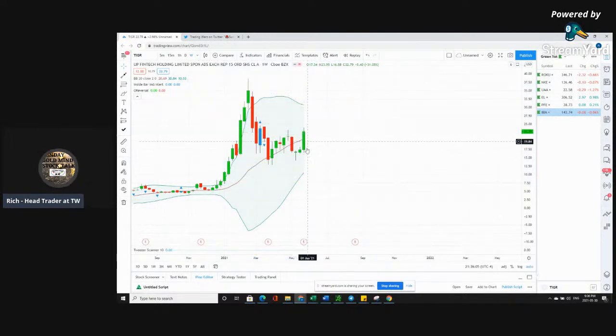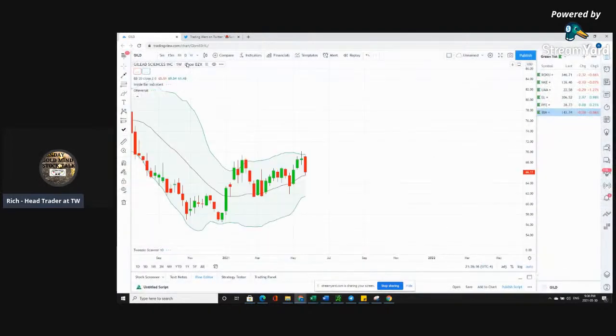This is a very powerful candle. As long as we can stay above 1650, I think the bulls can take back control and probably retest this all-time high sooner or later. All right, GILD.